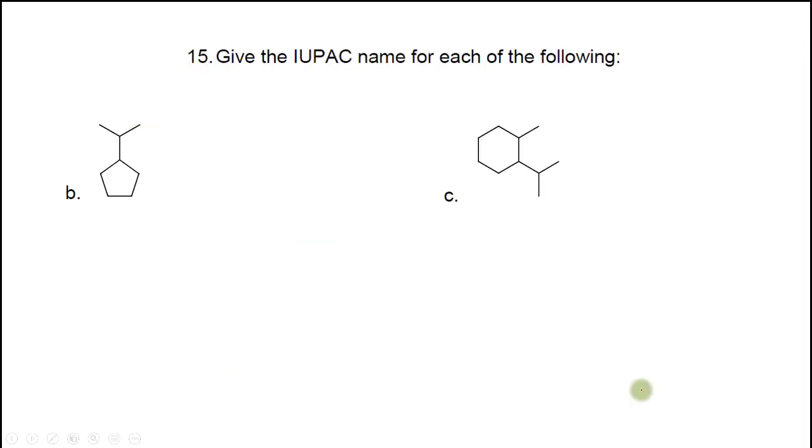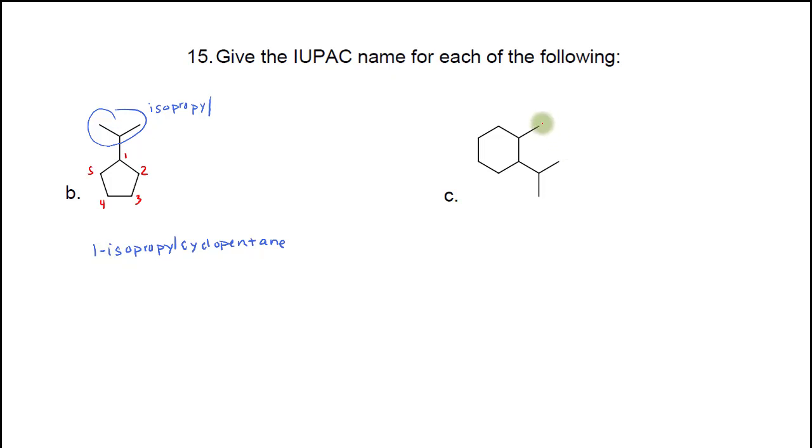All right, IUPACs for these. My cyclic structure is cyclopentane, and then I have this isopropyl group. So this is just isopropylcyclopentane. Because you only have one group on the ring, we don't have to have a number there, but you can if you want to.